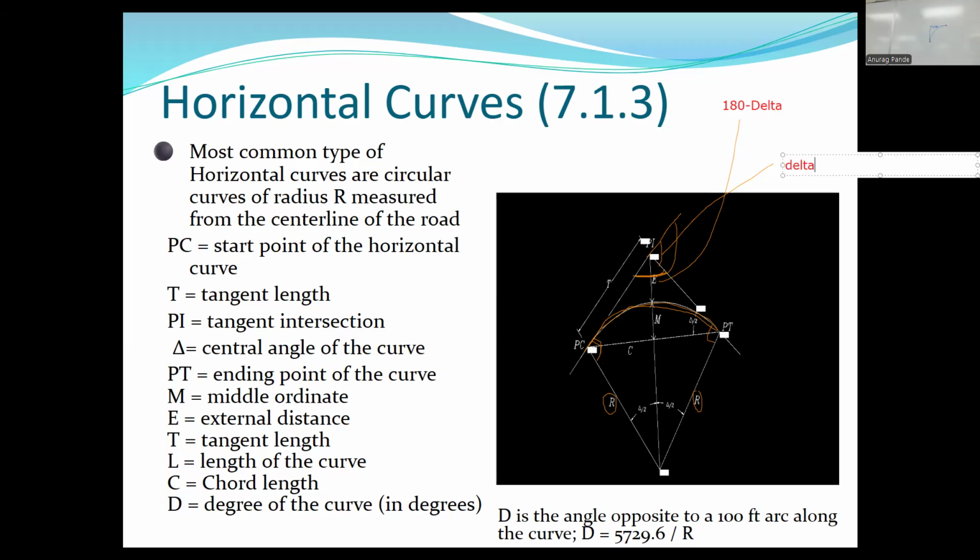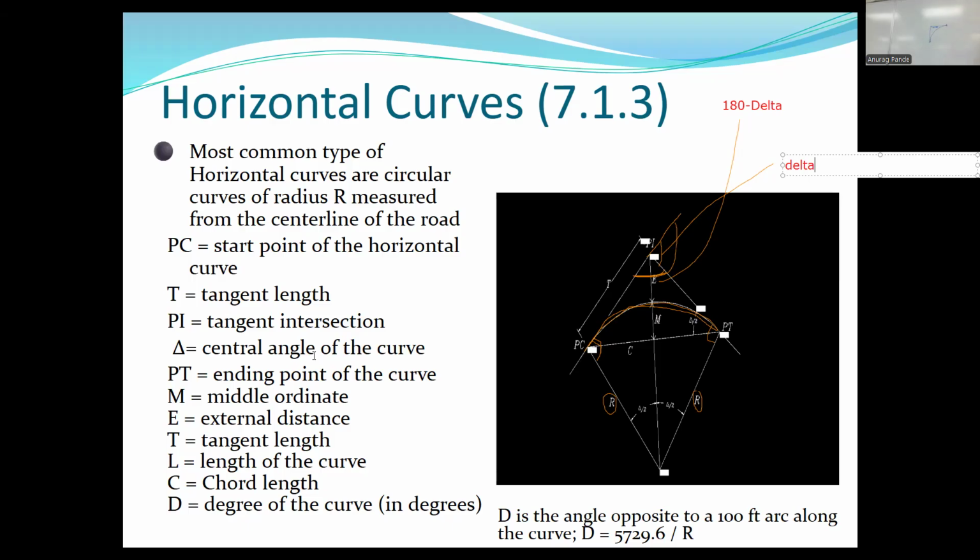So remember that. If you extend that initial tangent, now PC is the start of the point of the curve. Capital T is the tangent length right here. PI is the tangent intersection, the point of intersection. Delta is called the central angle of the curve. PT is called the ending point of the curve. So this is where the curve ends.